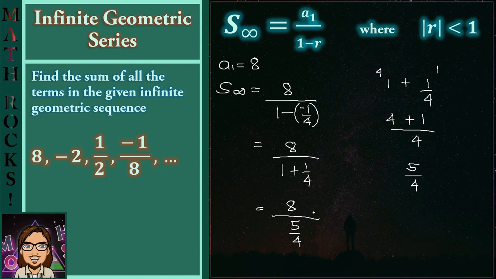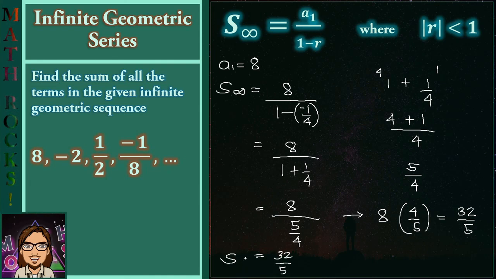And now, dividing this fraction gives us 32/5. So anyway, let's take a look at it this way. Writing the numerator first, writing the reciprocal of 5/4, which happens to be 4/5, and multiplying these two numbers together, we have 32/5. So that means that the sum of the infinite terms of the infinite geometric sequence is 32/5.